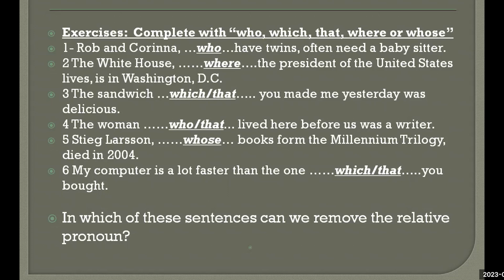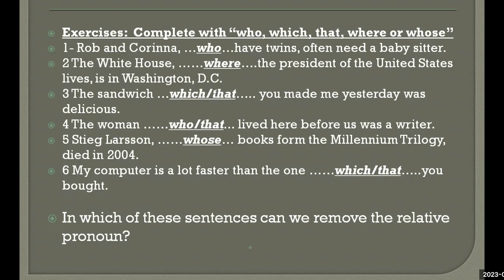Okay, I will tell you the right answers now. You can only remove the relative pronoun from these two sentences, 3 and 6. That's it. Why? I'll tell you why. Because there is a subject after the relative pronoun. You here, there is a subject. So we can say, the sandwich you made me yesterday was delicious. And also number 6, my computer is a lot faster than the one you bought. There is a subject here, so we can remove the relative pronoun. But in the other situations, we just can't.